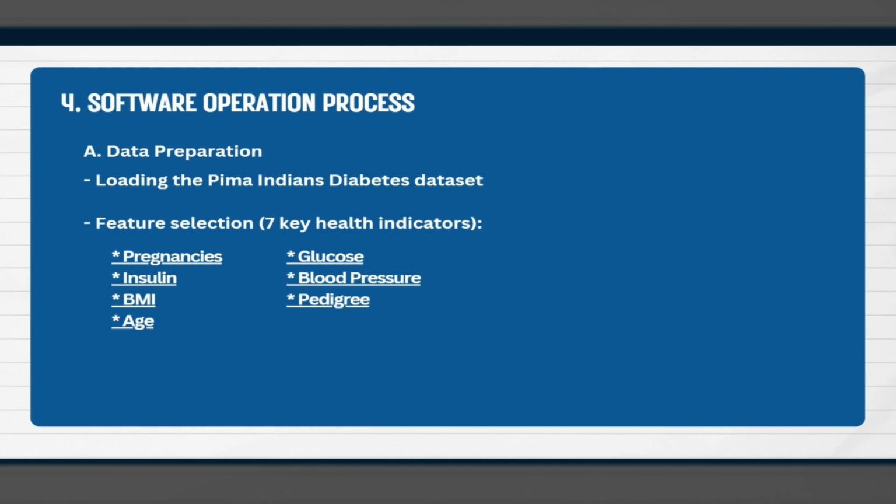Okay, now we move on to software operation process. We have three main processes. The first one is data preparation. Load the Pima Indians diabetes dataset. We select seven core features here: pregnancies, insulin, BMI, age, glucose, blood pressure, pedigree.